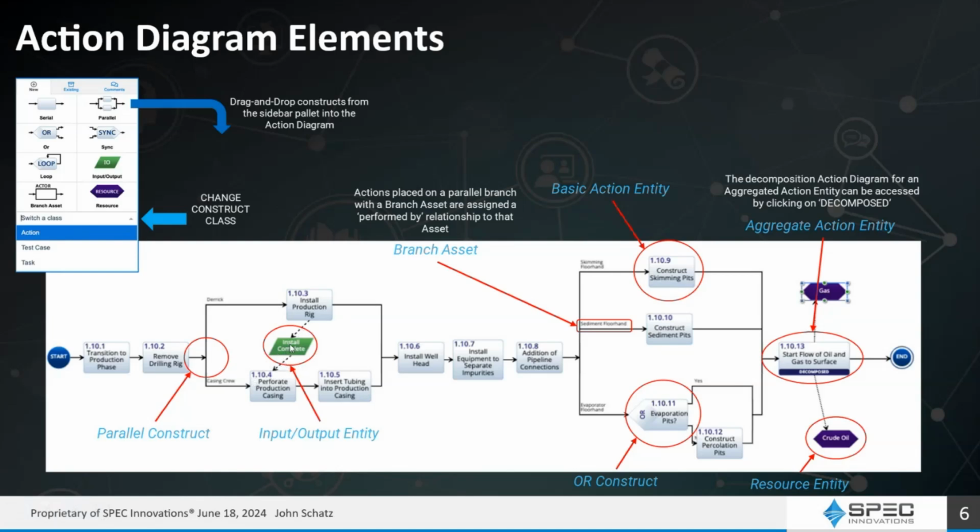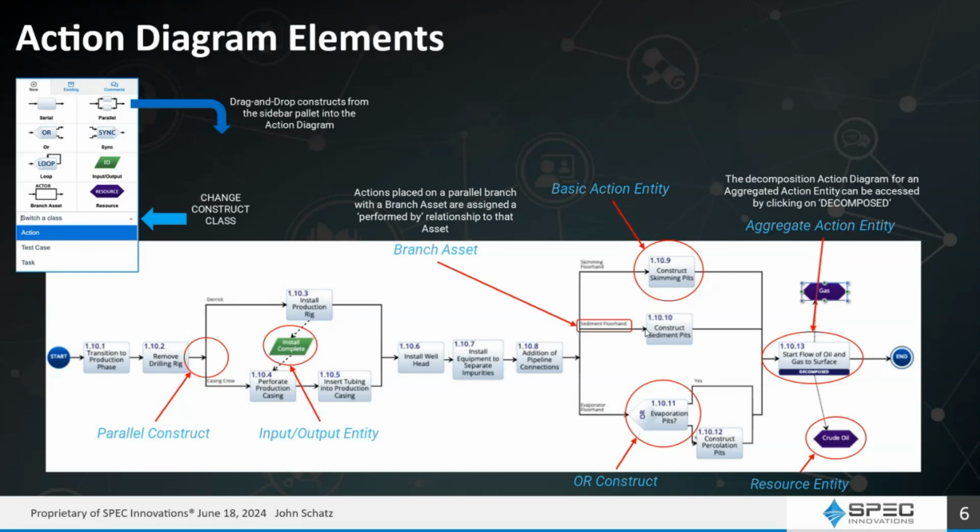The parallelogram, if it's gray, it is an input output that is a trigger. That means it's required for the action that it goes into to be received before that action executes. If it's gray, it's optional and the action can execute without receiving it.